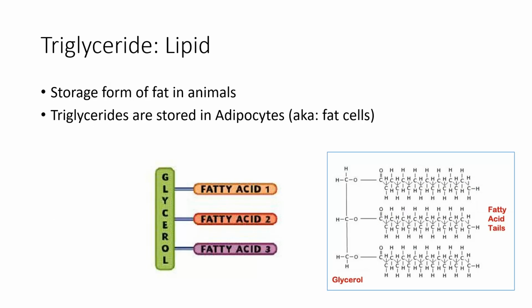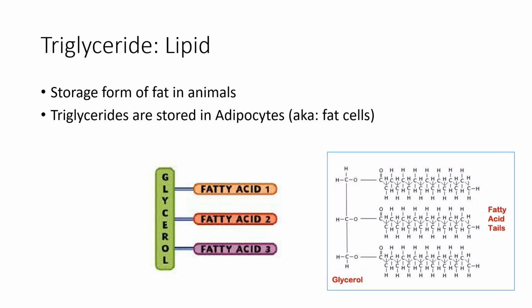Now, another type of lipid is a triglyceride. This is how animals store fat. So we talked previously about how you store sugar, which is in the form of glycogen, but you store fat in the form of triglyceride, and it's located in fat cells. So if you were to take one of your fat cells and open it up, you would find triglyceride in there. And you're like, oh, that's fat storage.